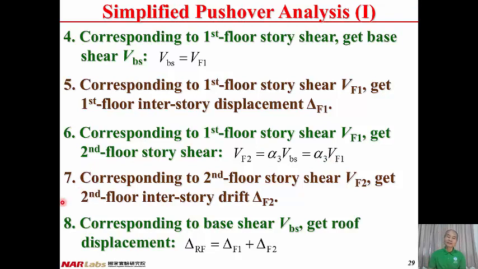And then we move to step 7. According to the force displacement relationship of the second floor, once we have the second story shear, VF2, from this relationship, we can have the second story inter-story drift, delta F2. Once we have delta F1, the inter-story drift of the first floor, and delta F2, the inter-story drift of the second story, then the summation of these two becomes the roof displacement. So far we have the base shear, VBS, and roof displacement, delta RF. The relationship between these two becomes the pushover curve. That's the relationship between base shear against roof displacement.